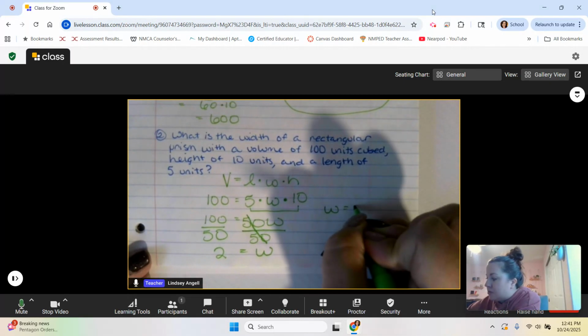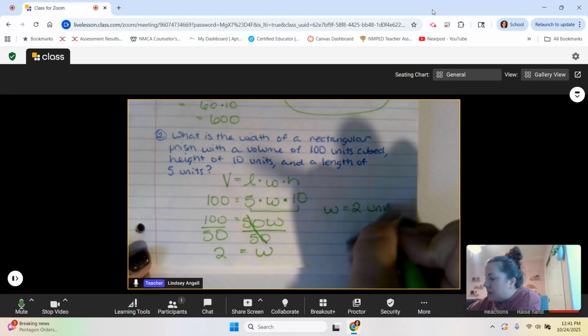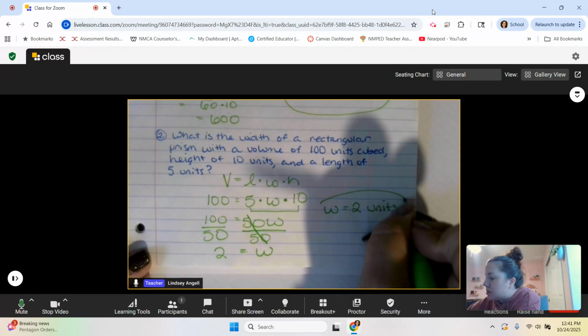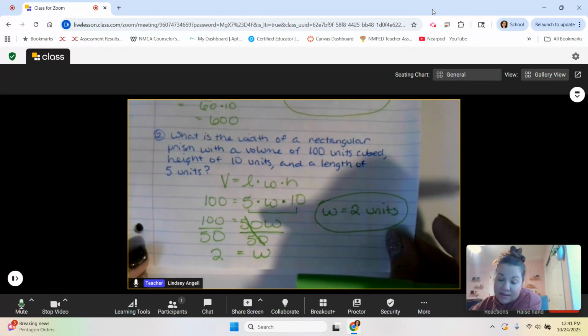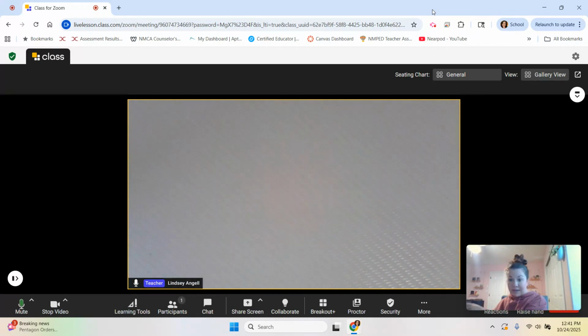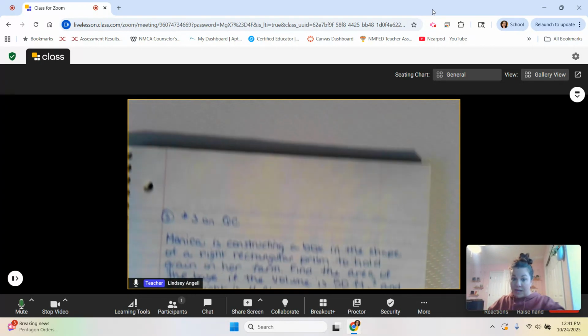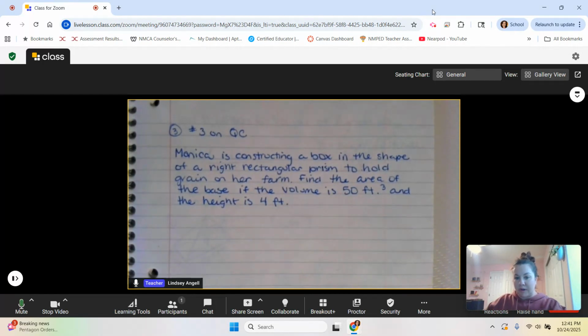So in this case, the width would be 2, and again, we don't know what the units are, so we're just going to put units. And that is it, right? That's why I say, like, whew, man, we had some tricky stuff in the last one. This one is really nice and just a very straightforward formula.